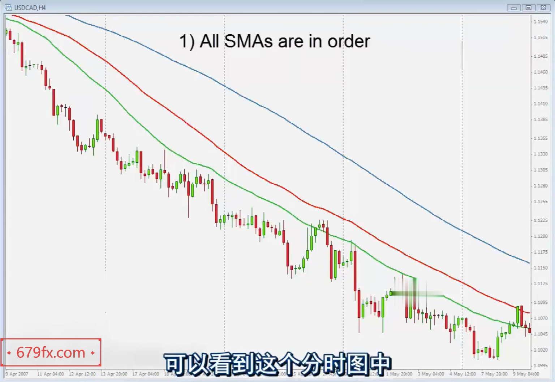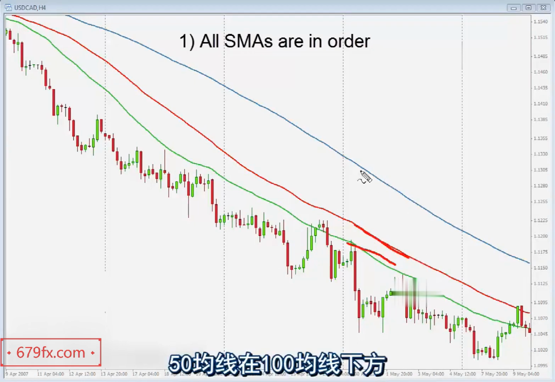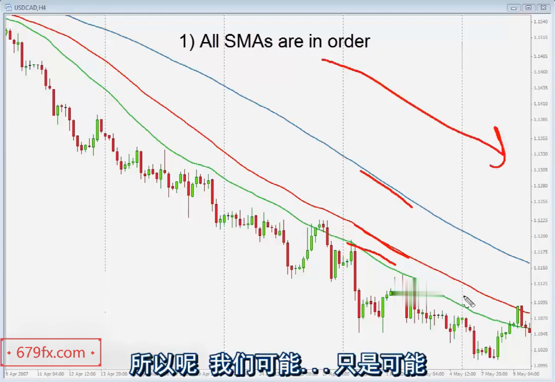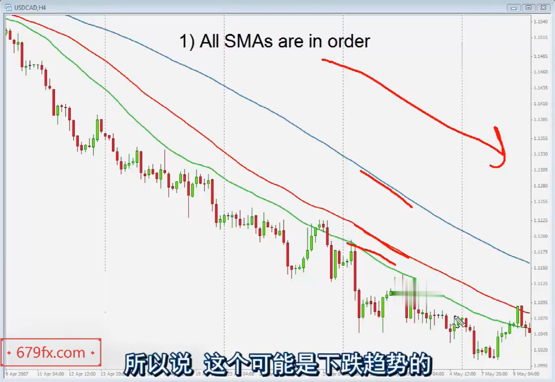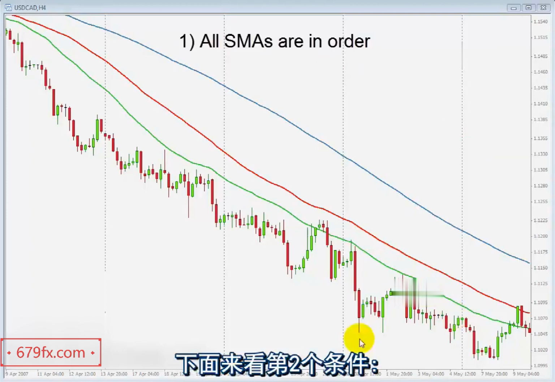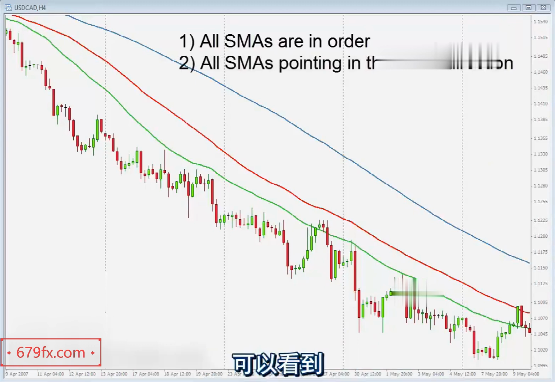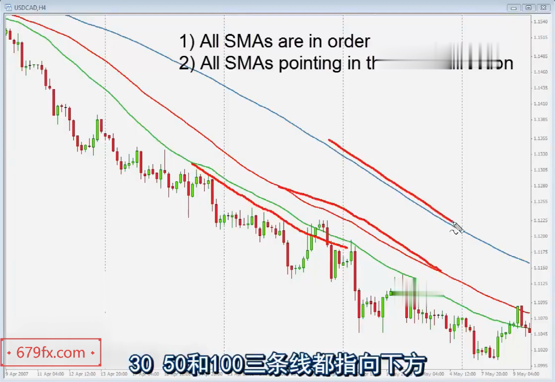Okay, as you can see, in this case we have the 30 moving average below the 50 and the 50 below the 100. Okay, that means that the first condition is fulfilled, and therefore, if all the other conditions apply, we are possibly looking into a solid downtrend. Moreover, the second condition is that all the moving averages are pointing in the same direction. Okay, as we can see, all the different moving averages, the 30, the 50, and the 100, are all pointing down in the same direction.